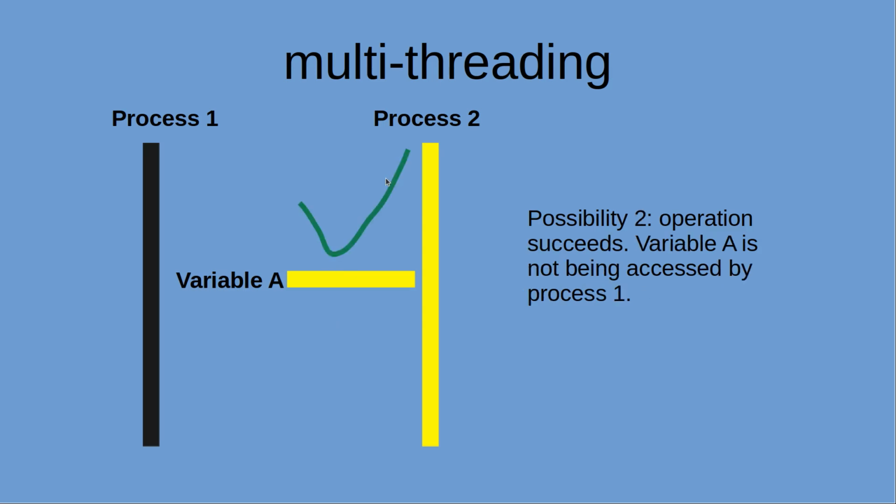The other possibility is that variable a is not being accessed by process 1. Thus, when process 2 accesses variable a, it actually gets an updated value. This is the basic idea of how multithreading works. In practice, it's quite complicated and hard to do correctly on a large scale. The example which I'll be showing is a simple demonstration of how it works.